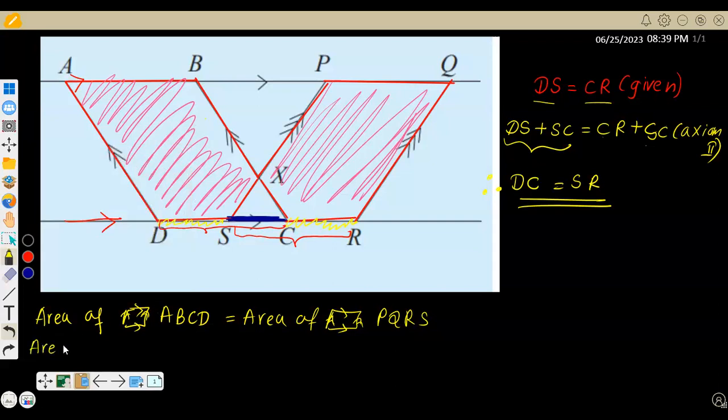Subtracting SXC. Very good. The quantities which are obtained by subtracting same quantities from equal quantities are equal.